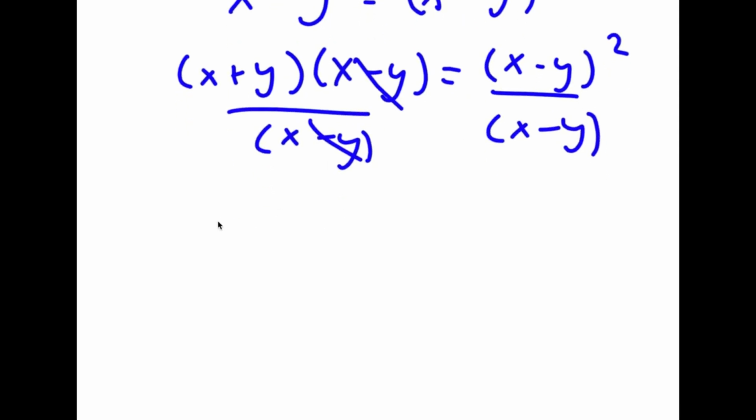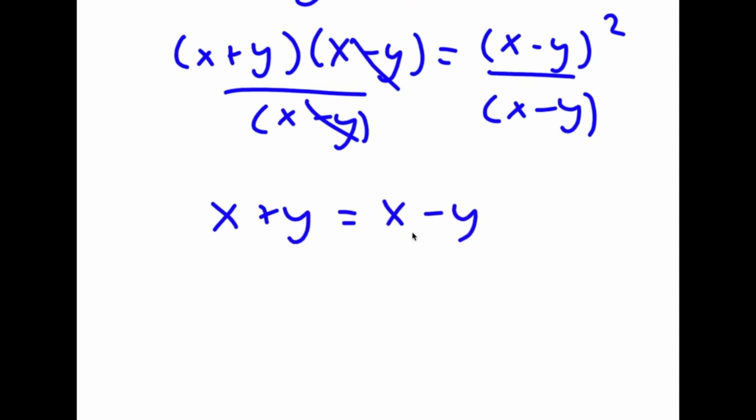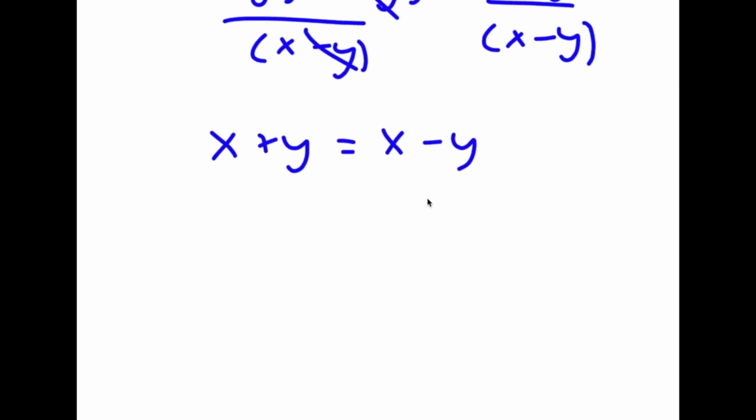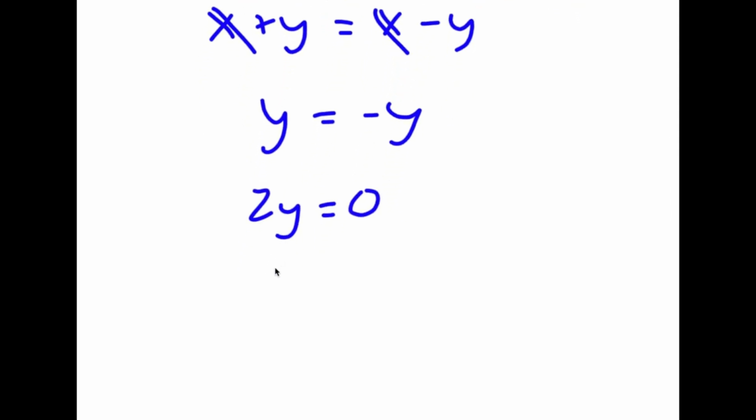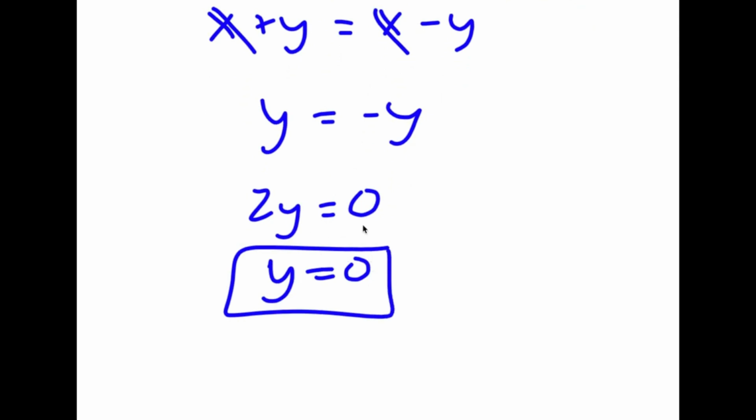So then these two cancel out, and I'm left with x plus y is equal to x minus y. Now I have x plus y equals x minus y, and I can cancel these two x's out. So now I have y is equal to negative y, meaning 2y is equal to 0, and y is equal to 0. So again, I get y equals 0.